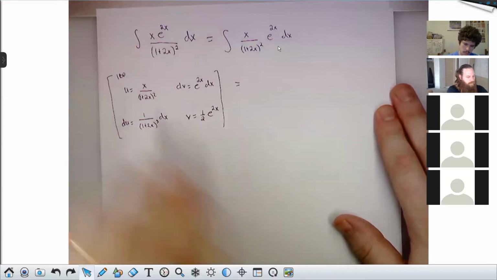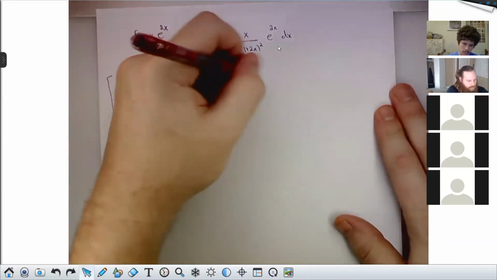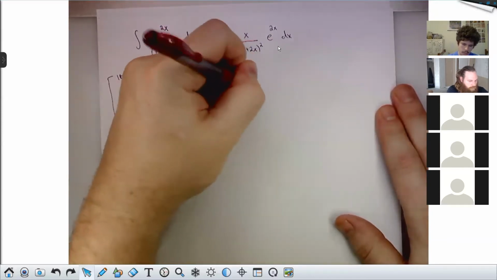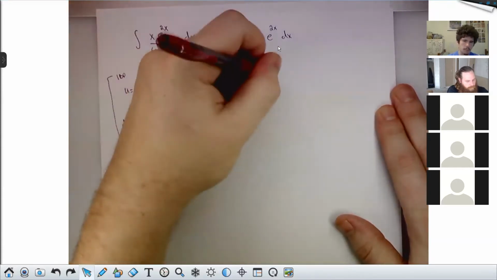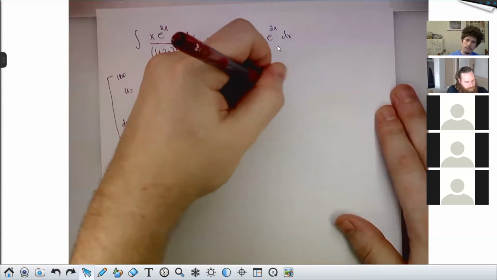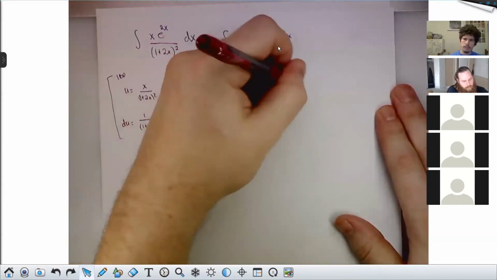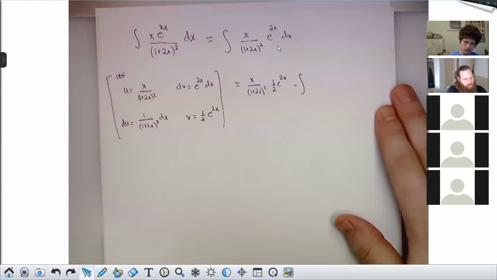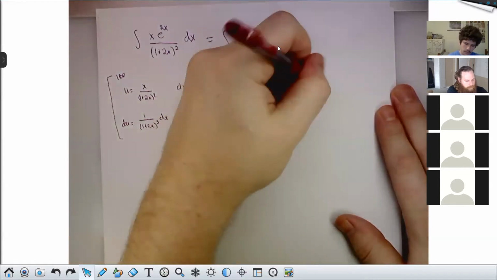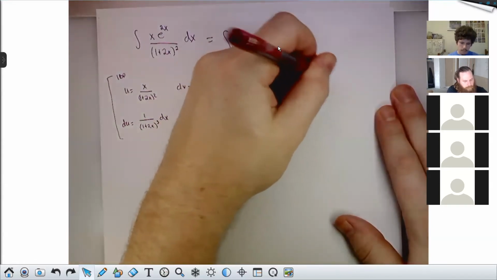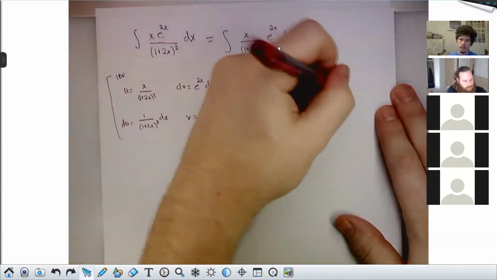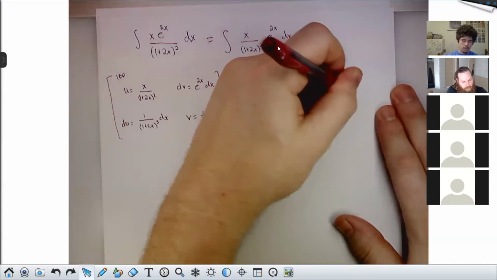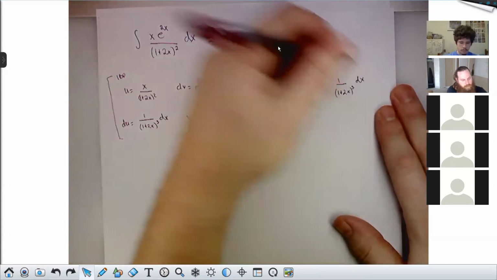So I'll have u times v. That's a little scary looking. That's okay though, because it's out of the integral. I don't need to worry about it. Minus the integral of v times du, times 1 over 1 plus 2x cubed dx.